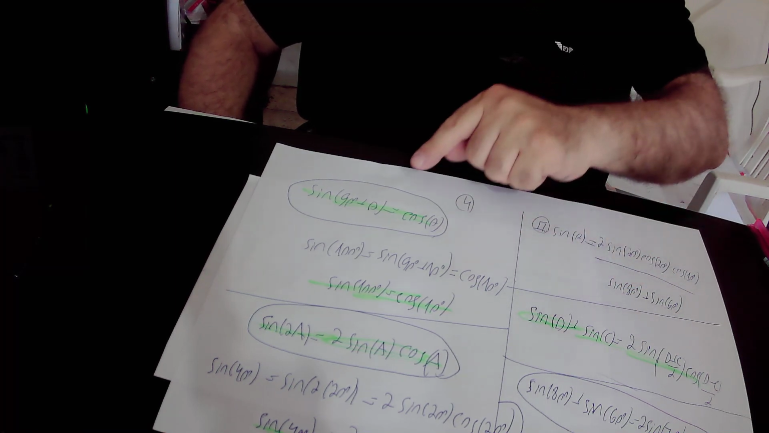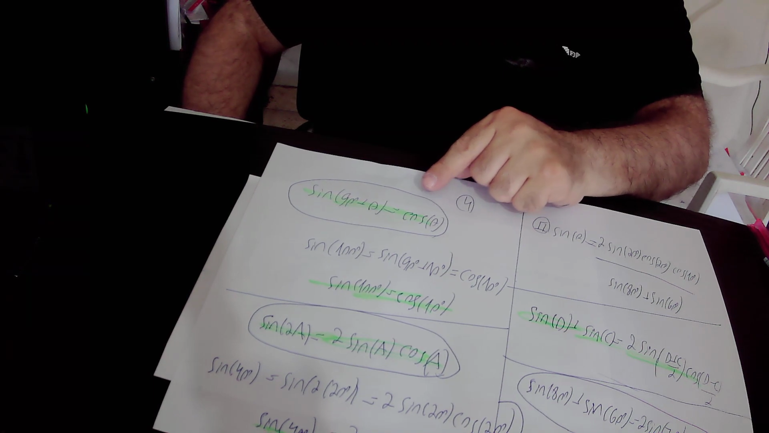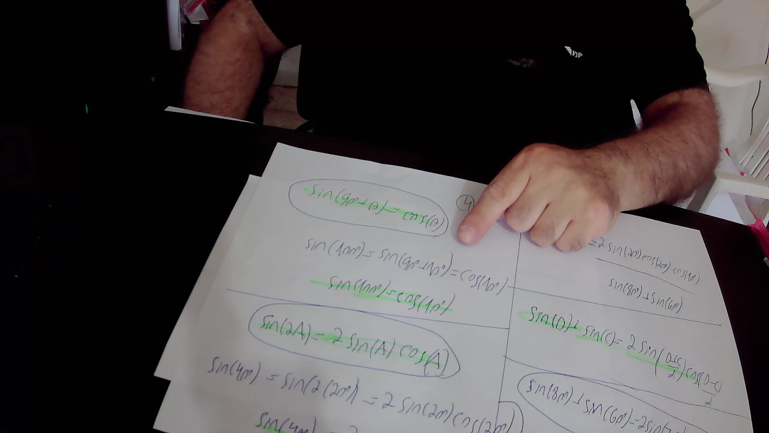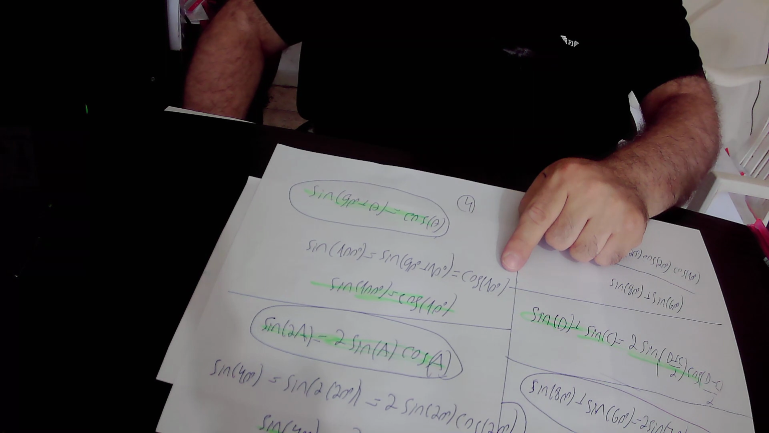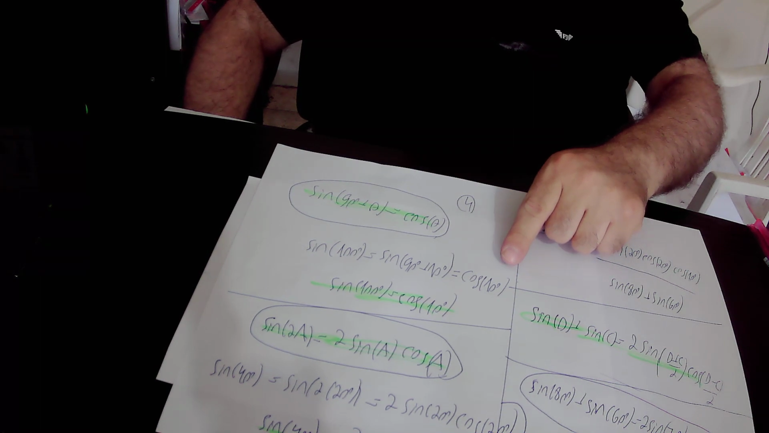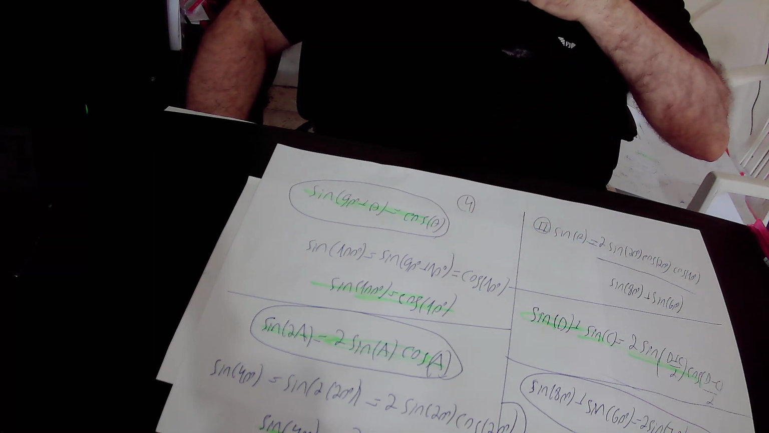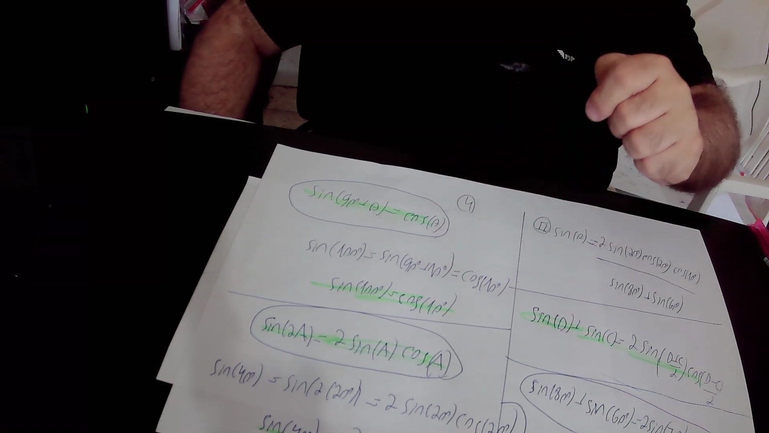And according to this trigonometric identity, that sine 90 degrees plus theta equals cosine theta, we'll get that sine 90 degrees plus 10 degrees equals cosine 10 degrees. So I actually found out, in conclusion, that sine 100 degrees equals cosine 10 degrees. So we can substitute sine 100 degrees by cosine 10 degrees.